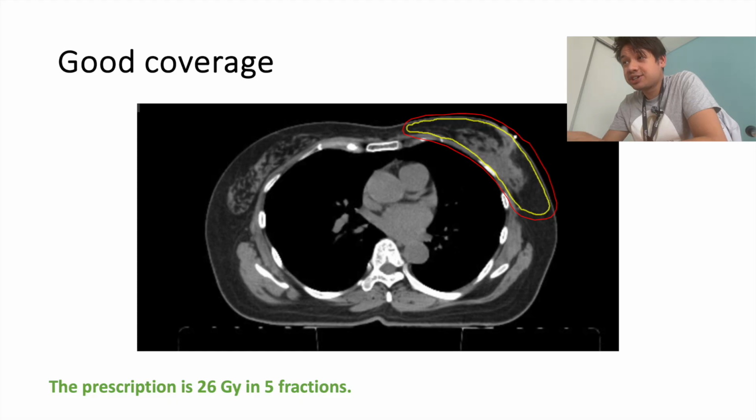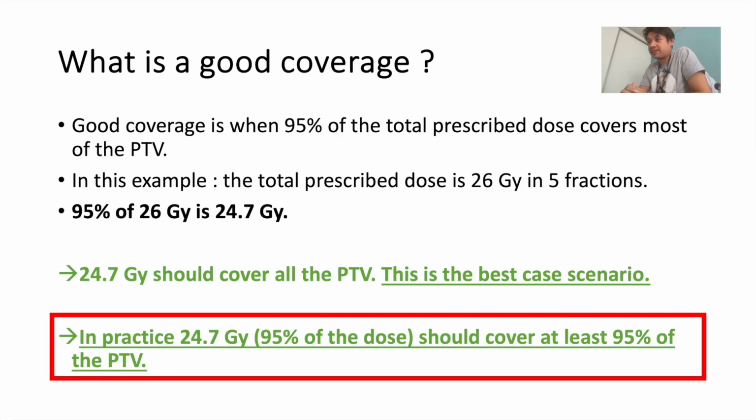First, the good coverage. What is the good coverage? For example, in this case, you want to treat the breast with 26 grays in 5 fractions. But what is a good coverage? A good coverage is when 95% of the total prescribed dose covers most of the PTV. In this example, the prescribed dose is 26 gray, so 95% of those 26 grays are 24.7 gray. So 24.7 grays should cover all the PTV. This is the best case scenario.